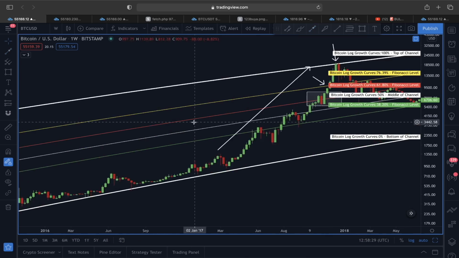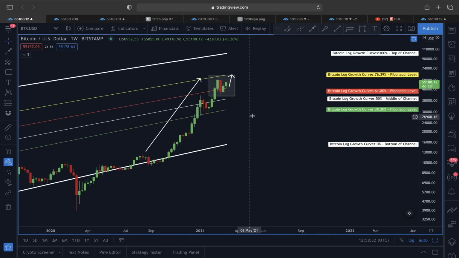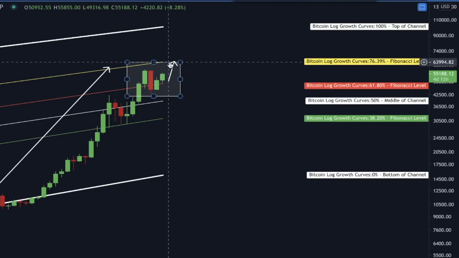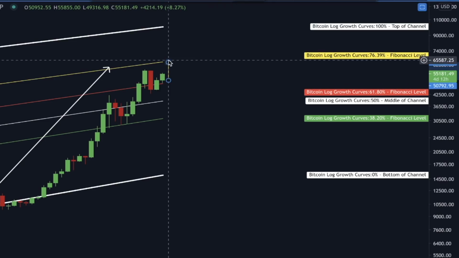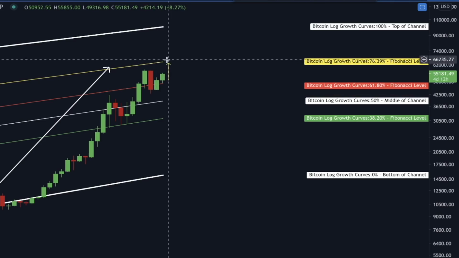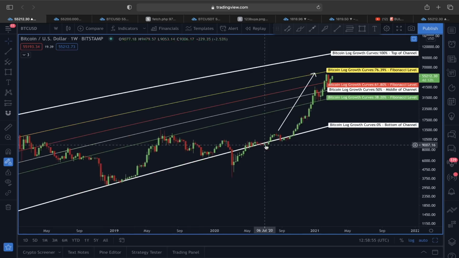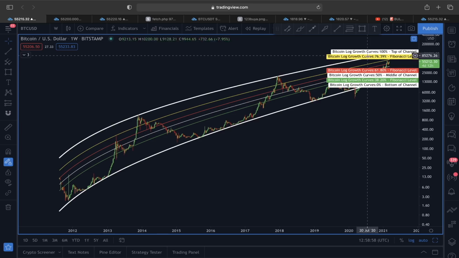So now, since the price of Bitcoin is also finding itself in this mark-up phase, right? This is also indicating, hey, now there is a very likely scenario that we are also going to test this yellow line, and this yellow line could be around the 63 to 64,000 price level according to this Bitcoin logarithmic growth curve.